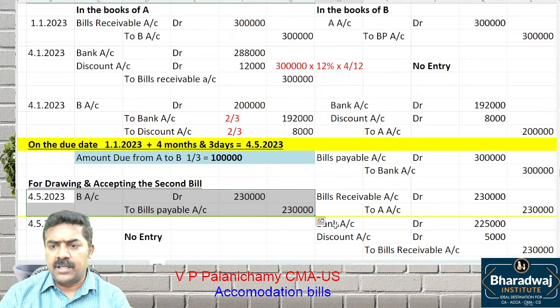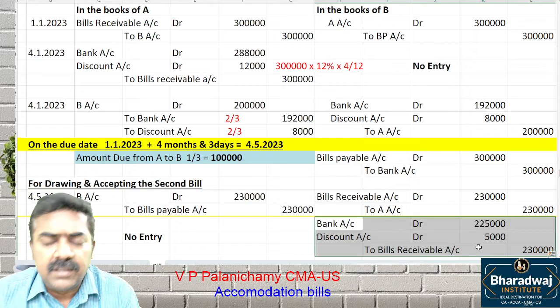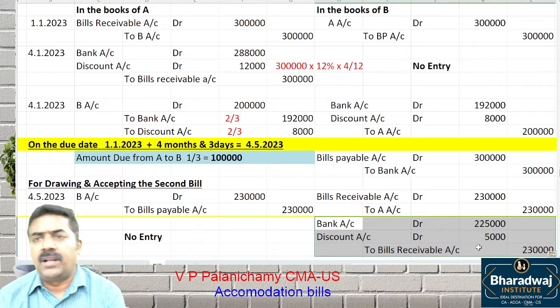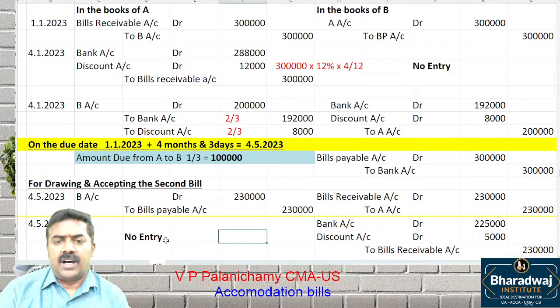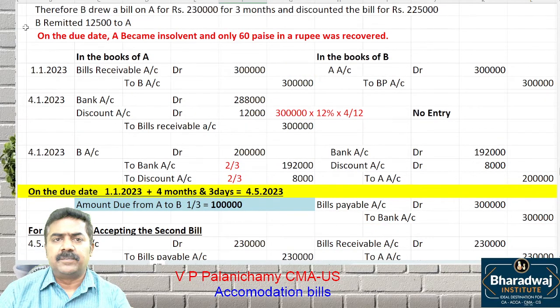Then second bill, B drew the bill on A. Now, for those who have taken it up, how much money is sent? How much money is sent while discounting the second bill?